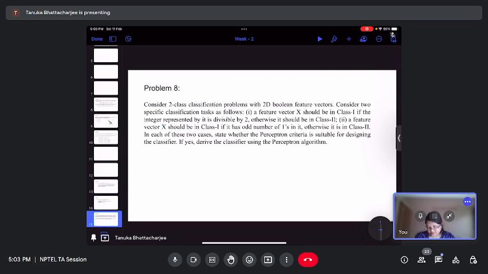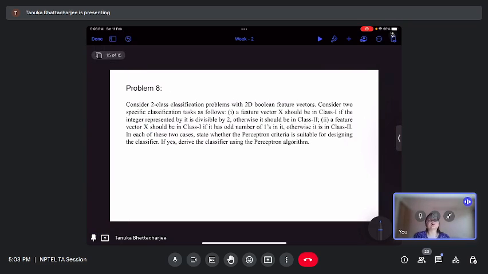Given that, let us try to design one or two perceptron algorithm based classifiers. This problem is based on that. Here you have a 2-class classification problem with 2D Boolean feature vectors. Your feature vector x is just x1, x2, and x1, x2 are Boolean, so each xi can be either 0 or 1. Now consider two specific classification tasks.